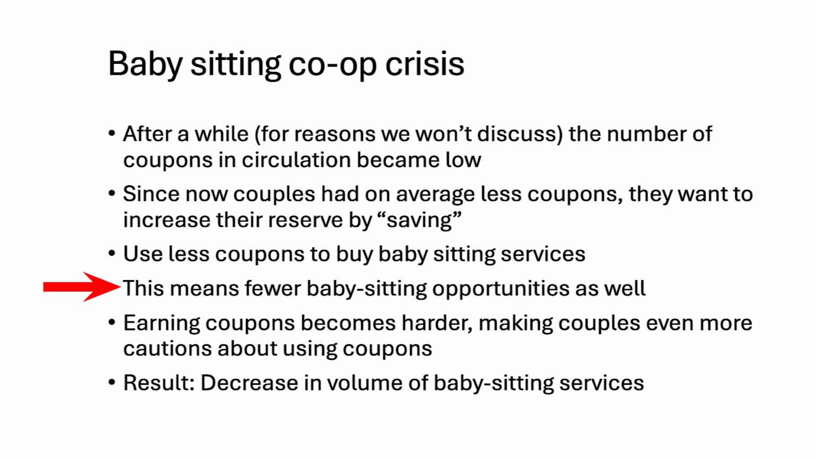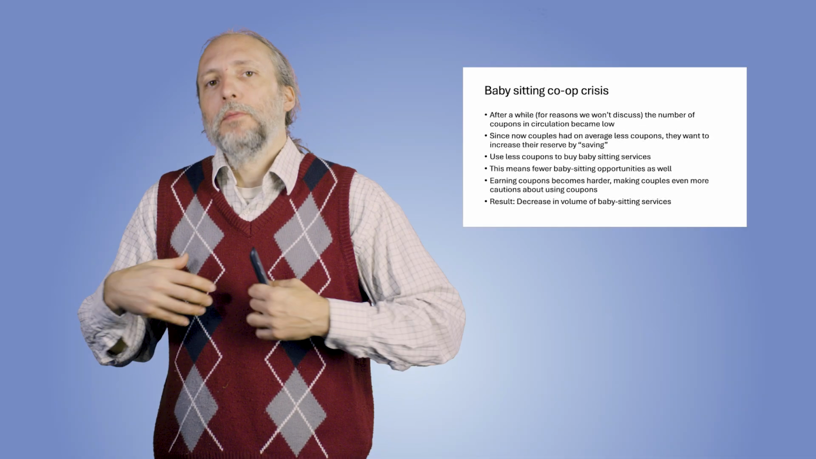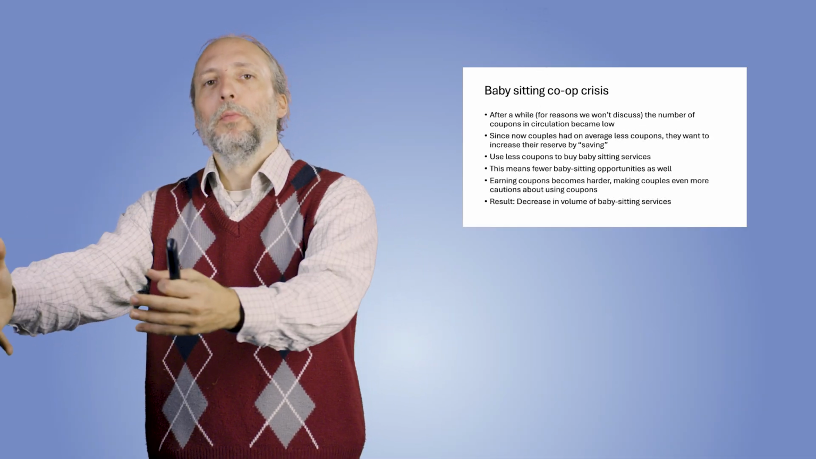And here the analogy, obviously, is that the coupons represent the money in circulation in the economy. And when people want to save more of that, it leads to trouble. So how can we solve the babysitting co-op crisis? Well, essentially, all you need to do is print more coupons and put more coupons in circulation.